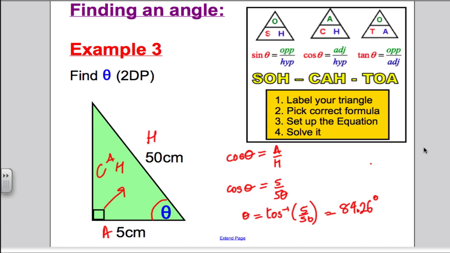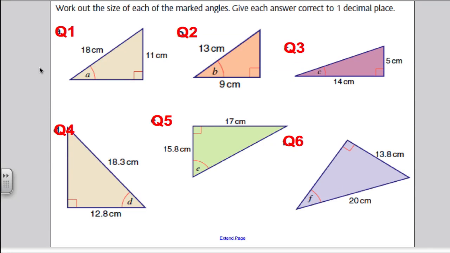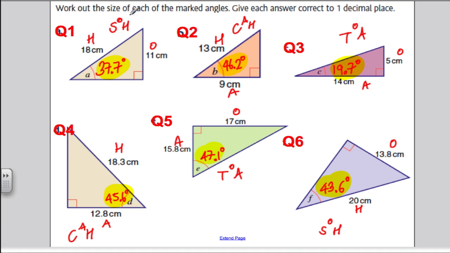There are 6 questions here to have a go at. Just pause the video for a second, find angles A, B, C, D, E and F, just like we've been doing, and I'll put the answers up in 5 seconds. And here are the answers. I haven't shown all the workings, I've just shown I've used SOHCAHTOA, CAHTOA and SOH there, and I got the answers in here. So that's everything you need to know on right angle trigonometry.